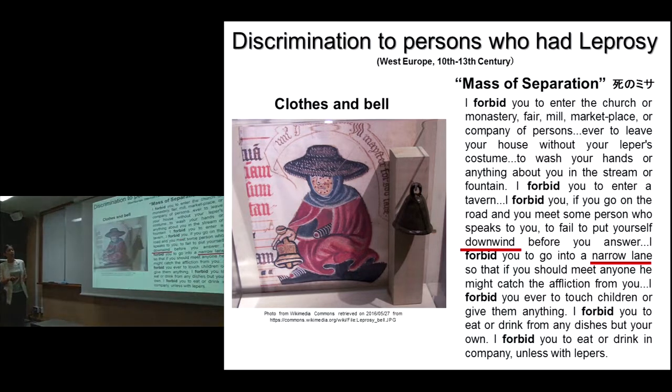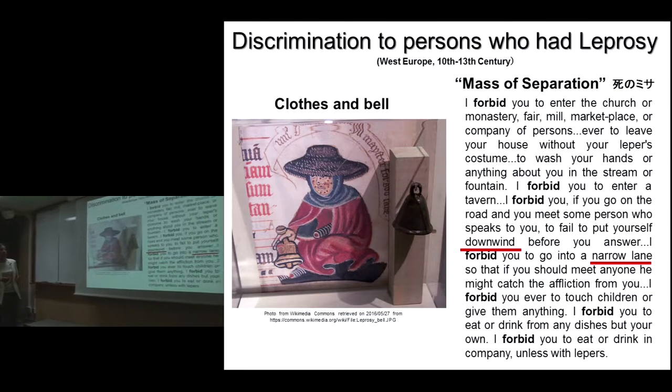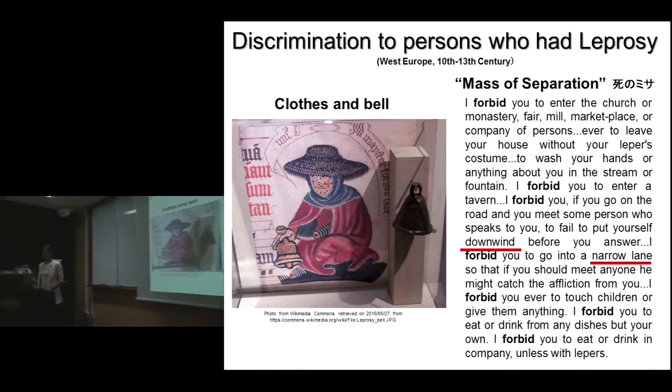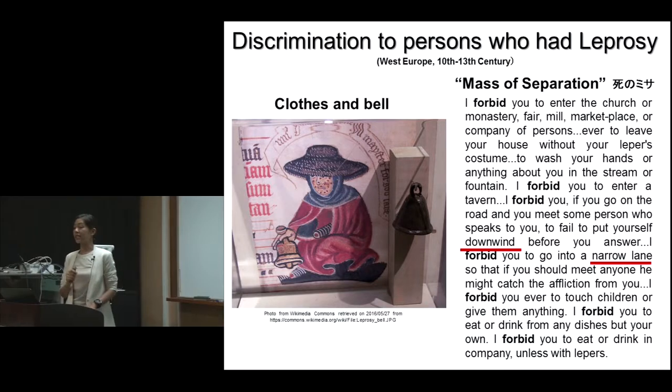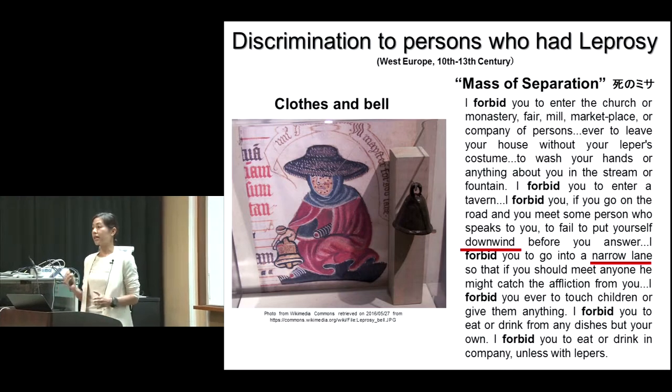I forbid you, if you go on the road and meet some person who speaks to you, to fail to put yourself down before you answer. I forbid you to go into a narrow lane so that if you should meet anyone, he might catch the affliction from you. So as implicitly shown in this mass of separation, again, the concept of disease was majorly related to the miasma theory.